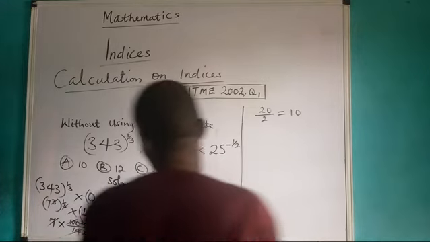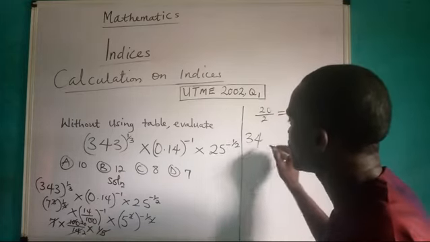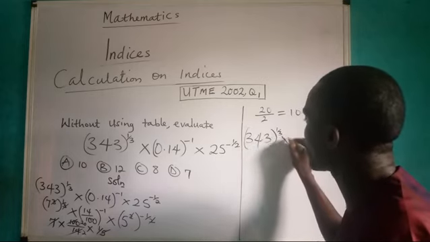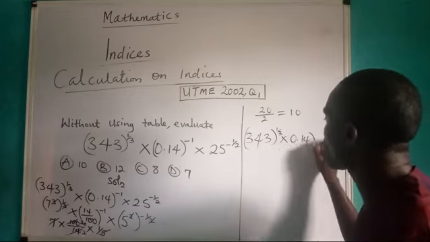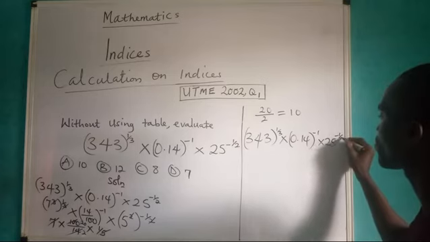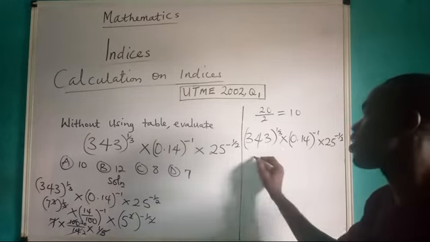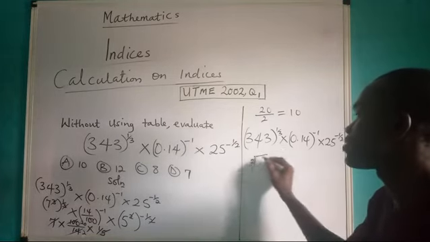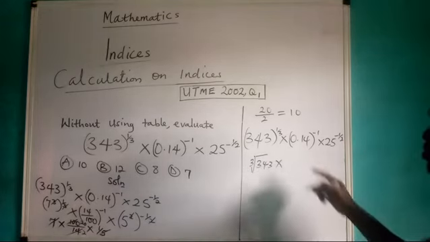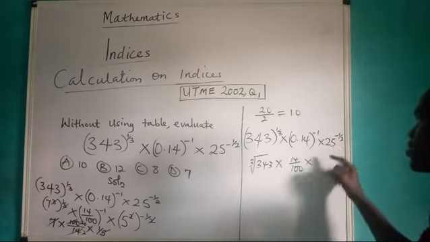Let me now apply the second step. Remember, we have a problem as 343 power 1 over 3 times 0.14 power minus 1 times 25 power minus 1 over 2. Now what can we do here using step 2? I want to take the cube root of 343, because this one is a fractional index. For this one, still remain 14 over 100 times this very one.